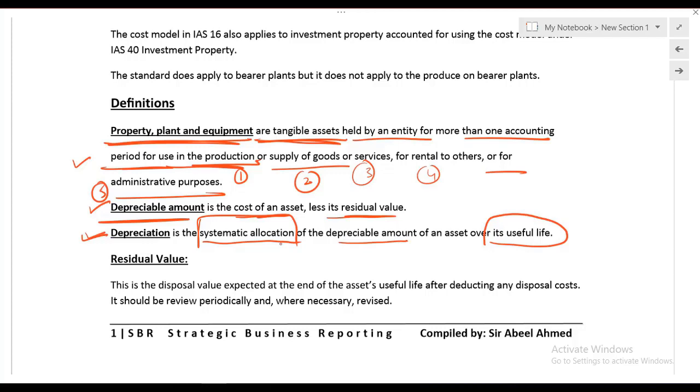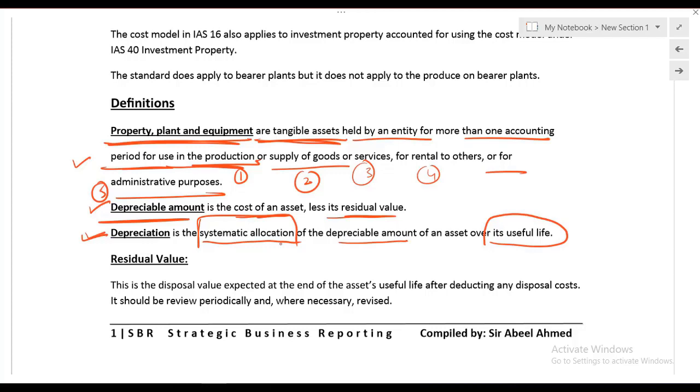So let me repeat the example. Systematic allocation means the depreciation method should match with the pattern of economic benefit from the asset. If the organization has decided that we'll be getting the same benefit, more or less, in every year, then we are going to follow the straight line method. But if the company says that we believe initially we'll be getting more benefit and later on we are going to get reduced benefit, then the suitable depreciation method is written down value, reducing balance method. Now one more thing.